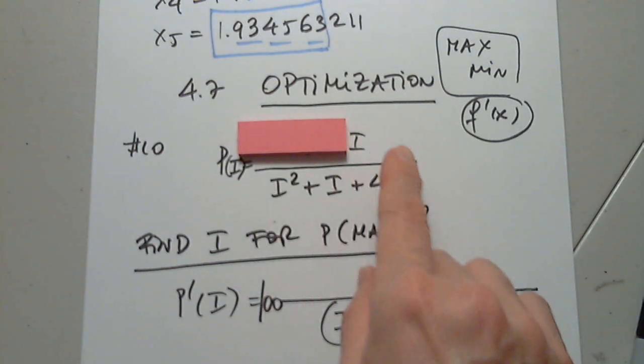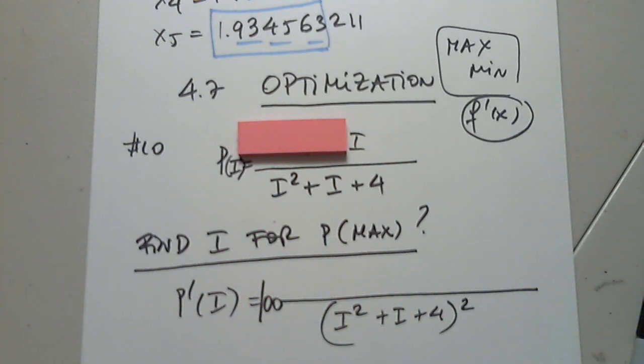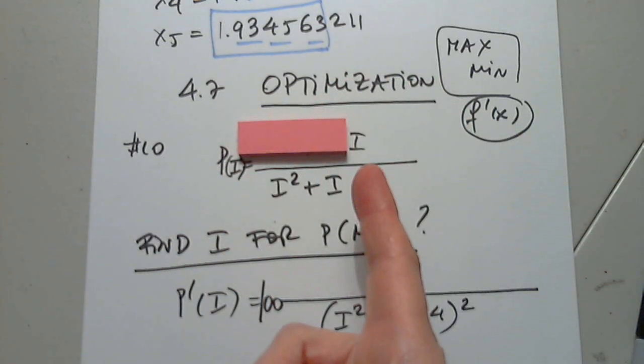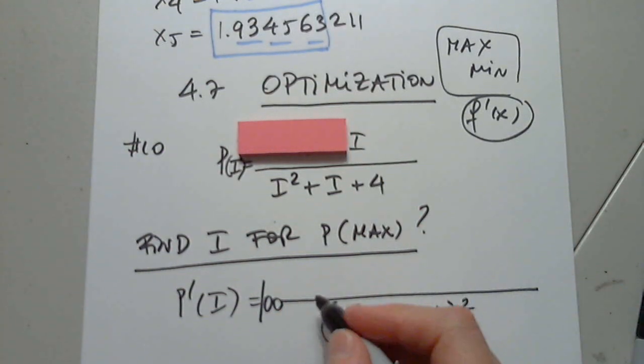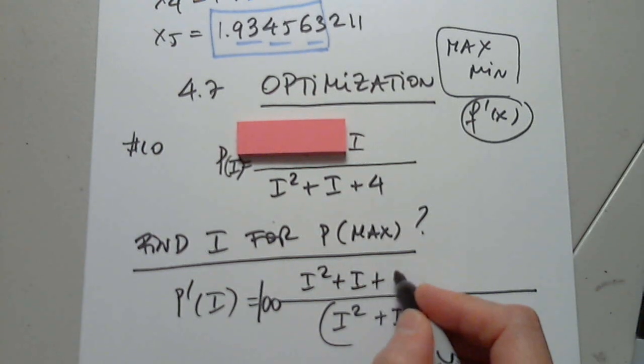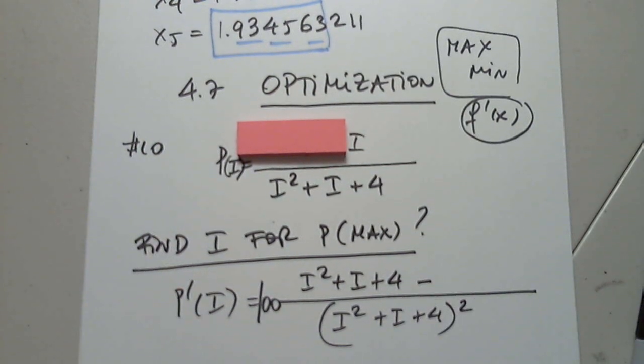Can anyone help with the derivative of this function? The numerator or the denominator? I'm sorry, the denominator is done. So what do I have to write at the top in order to differentiate the fraction? You'd have to do bottom times the derivative of the top, which is 1. Perfect. I'm not going to write it. I'm just going to write I squared plus I plus 4. Very good.